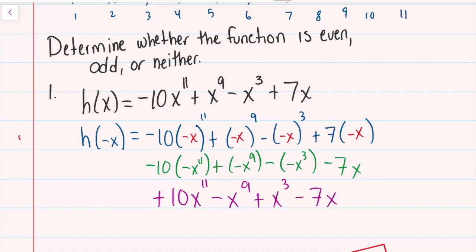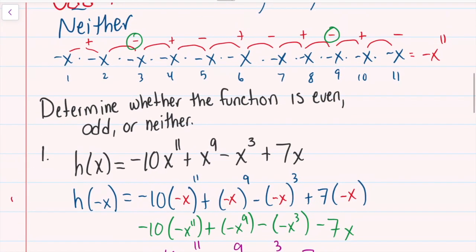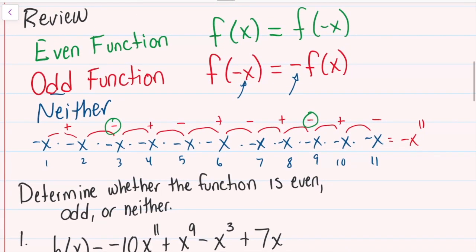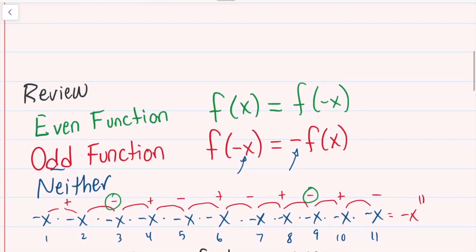All right, so once again, how do we know this is an odd function? When we plugged in the negative x, we get the exact opposite. So if this was a positive and we plugged in a negative x, we would get a negative answer. And if this was a negative initially and we plugged in the opposite, we get a positive answer.